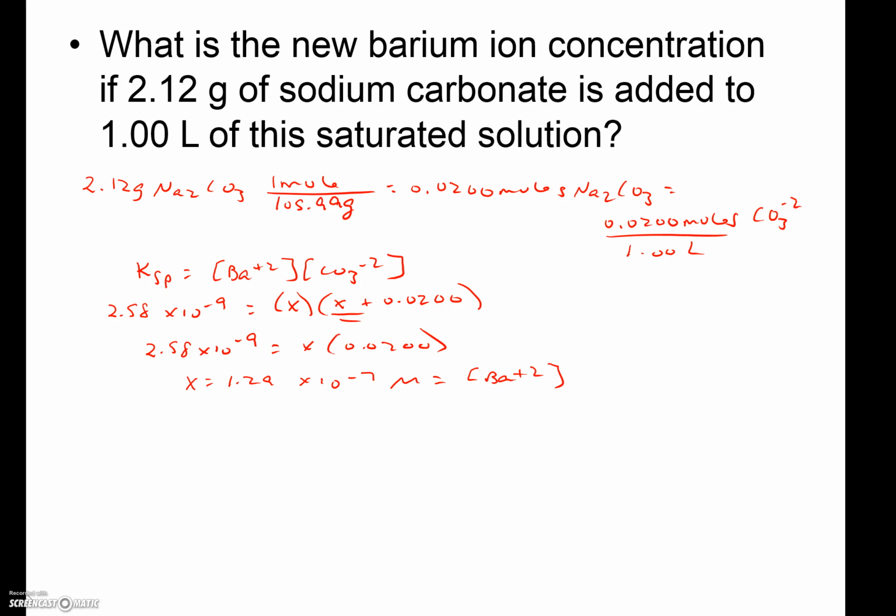So now we've got 2.58 times 10 to the minus 9 equals X times 0.0200. Divide both sides by 0.0200, and that will give us the new concentration of our barium ion, 1.29 times 10 to the minus 7. And if we compare that to the concentration of barium ions we got from the last problem, which was 5.1 times 10 to the minus 5, we're going to notice that there was a shift in equilibrium to the left, which decreased the barium ion concentration.